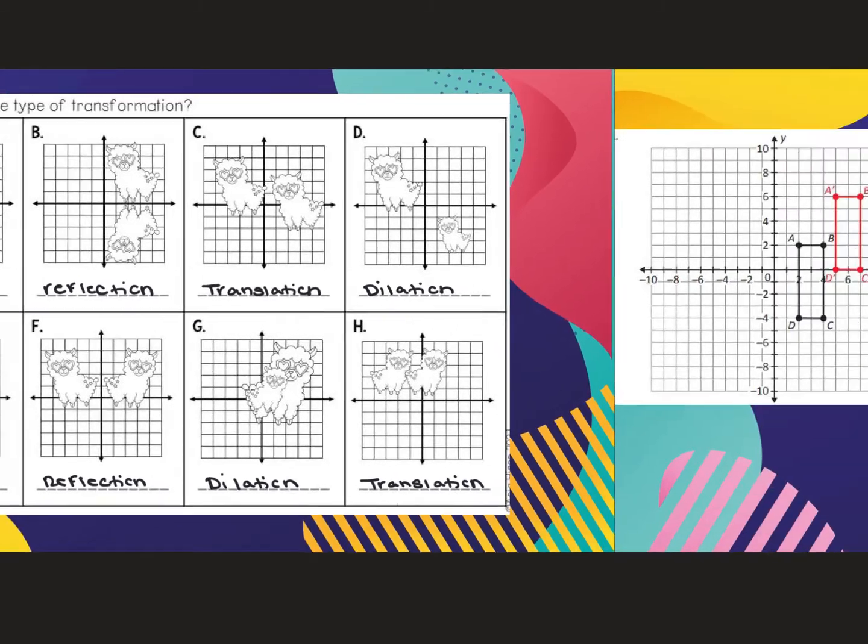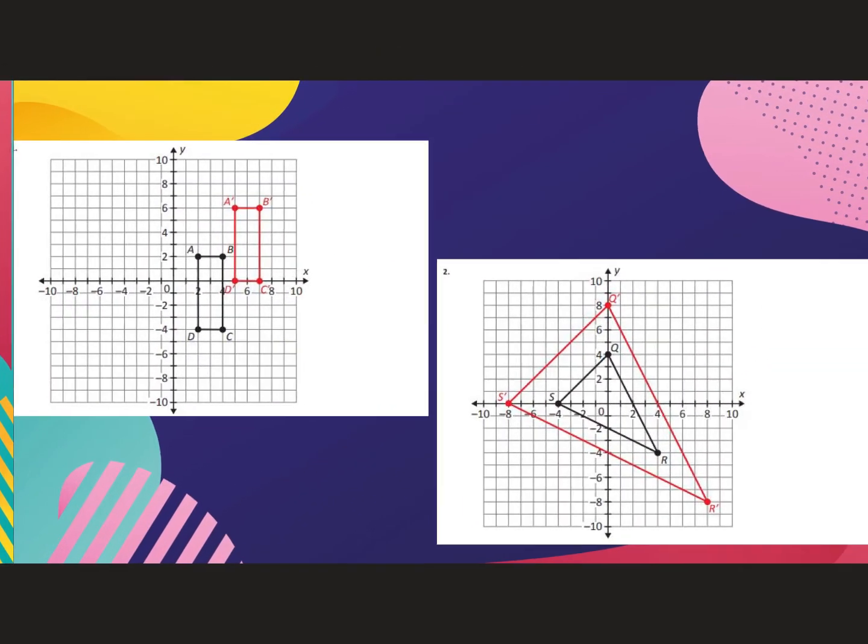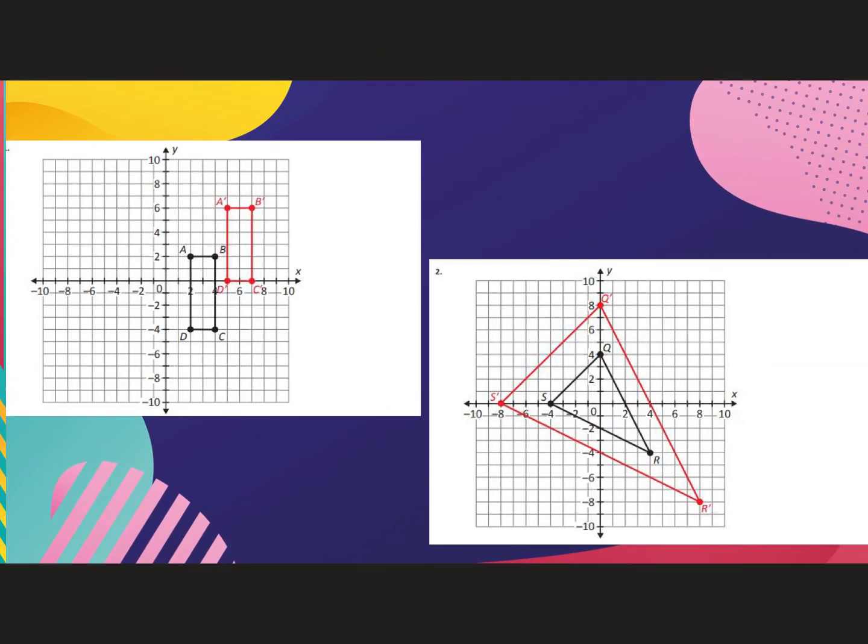All right, now let's look at some Eureka examples. All right, so very similar, except we're using polygons, but we're doing the exact same thing. So looking at this first image, number 1, we can see from our pre-image, which is our black rectangle, to our red image, which is our image, that there is a shift or a slide. So this is a translation. So the transformation here is translation.